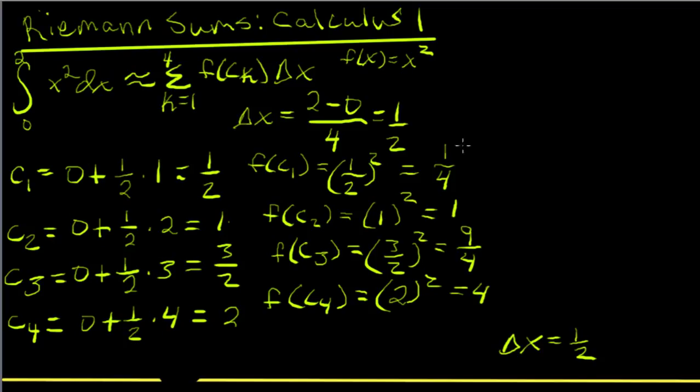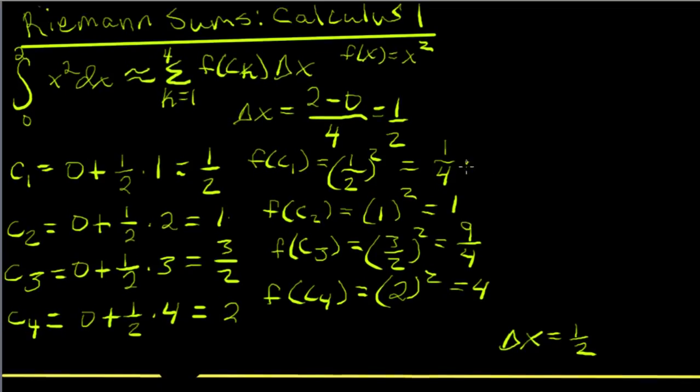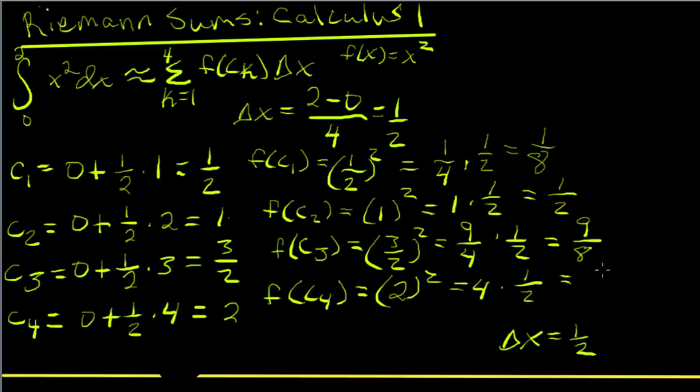Alright, so now we have all of our f's evaluated at our indexes. So now we just have to multiply all of these by delta x. So if we multiply this by delta x, we get 1/8. We multiply this by delta x, we get 1/2. Multiply this by delta x, we get 9/8. If we multiply this by 1/2, then we get 2.